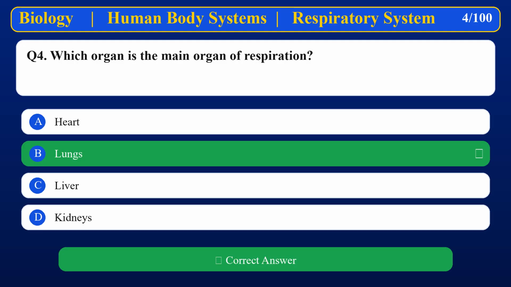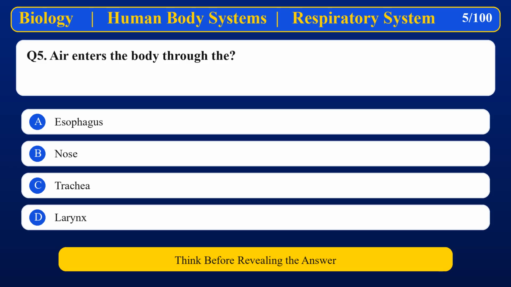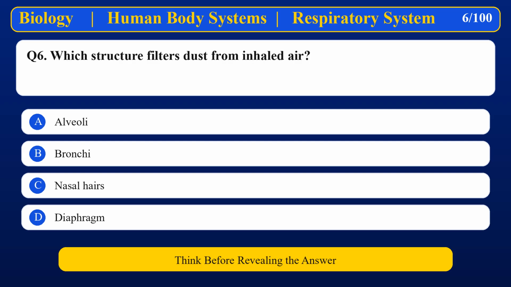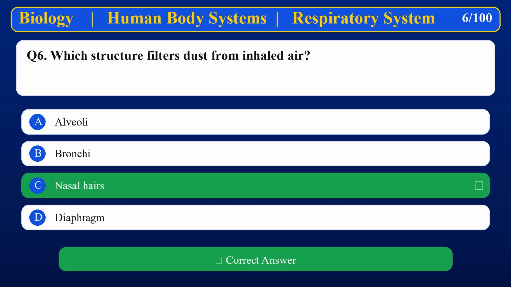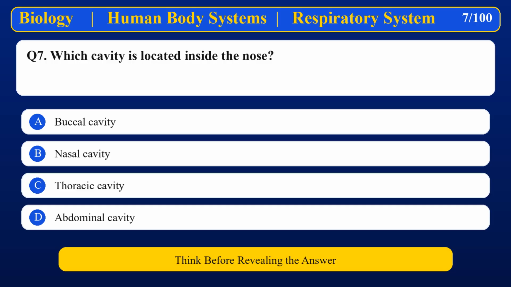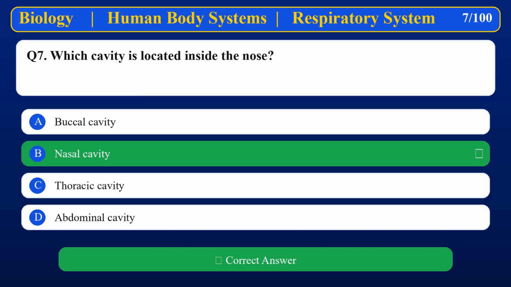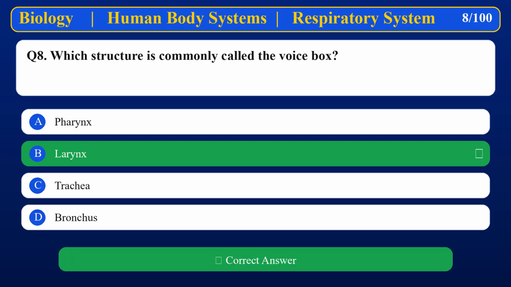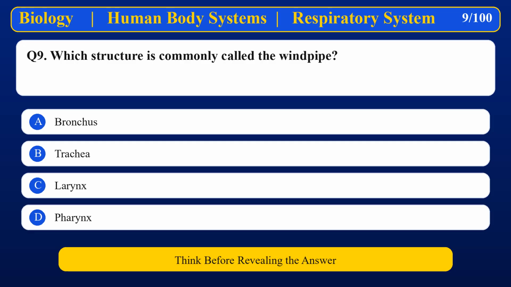Which organ is the main organ of respiration? Lungs. Air enters the body through the? Nose. Which structure filters dust from inhaled air? Nasal hairs. Which cavity is located inside the nose? Nasal cavity. Which structure is commonly called the voice box? Larynx.